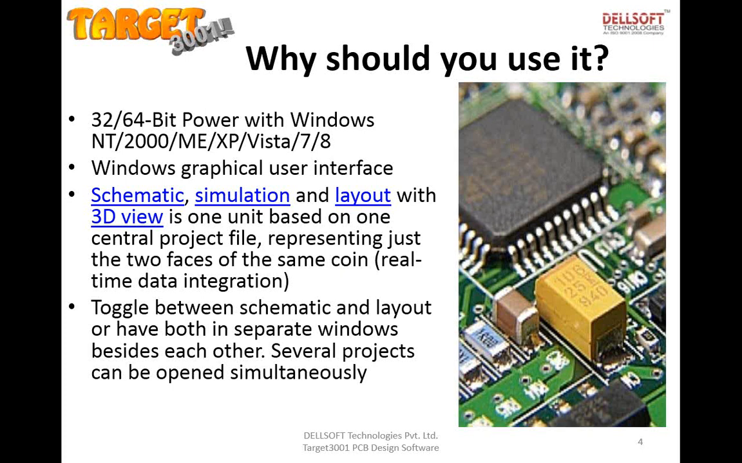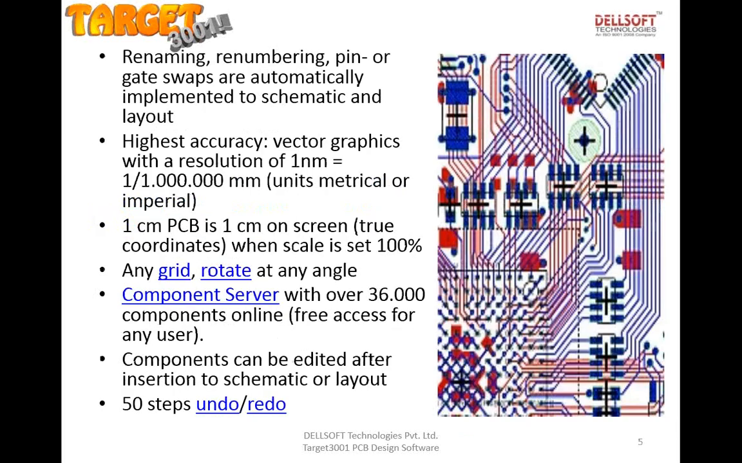Why should you use it? It is available for Windows 32 bit, and can be used on XP, 7, 8 with a GUI interface. Then there is renaming and numbering of pins. There are many pins and numbers in numerous circuits, so you can rename and renumber with the highest accuracy. Then grid, rotate, and component server are there. 36,000 components are available online in this software.